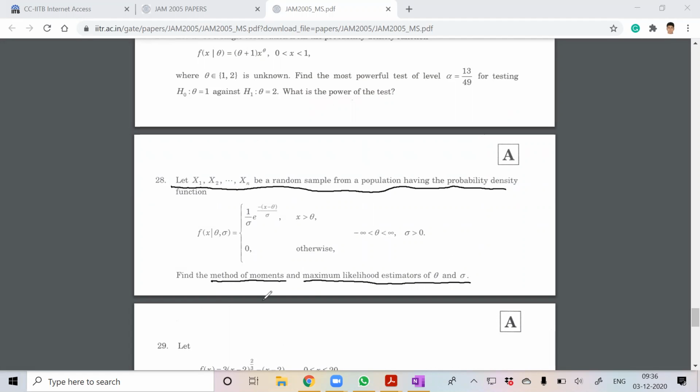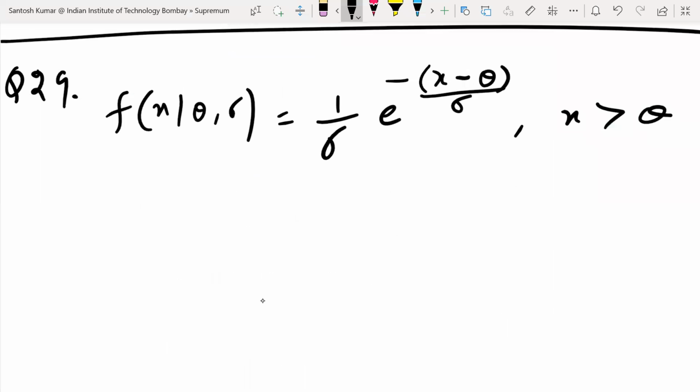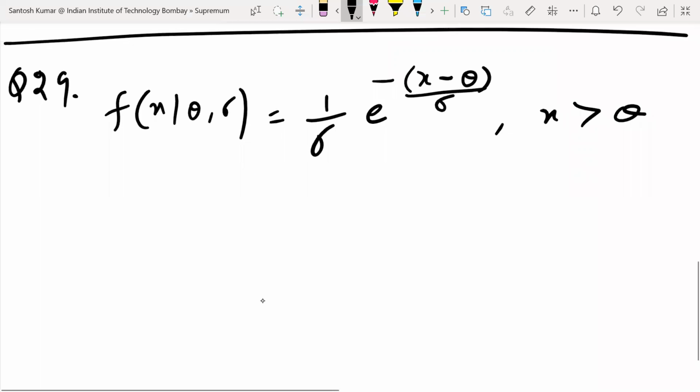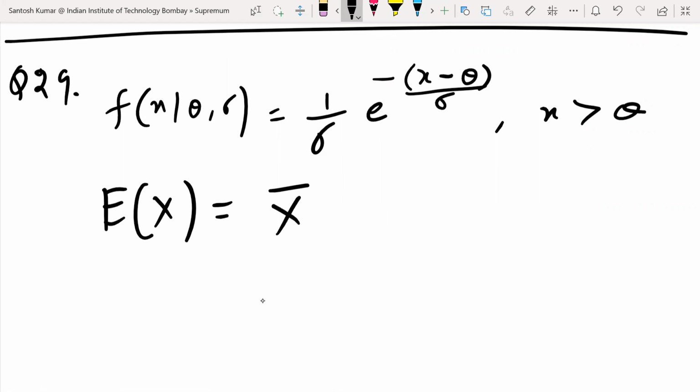Okay, so let's first find the method of moments. This is the PDF given for the random variable x. For the method of moments, what we do is set the population mean equal to the sample mean. So we have to use that.